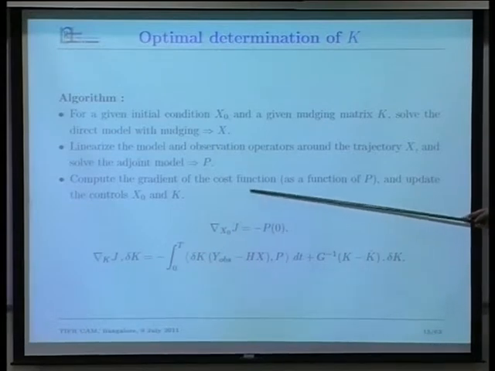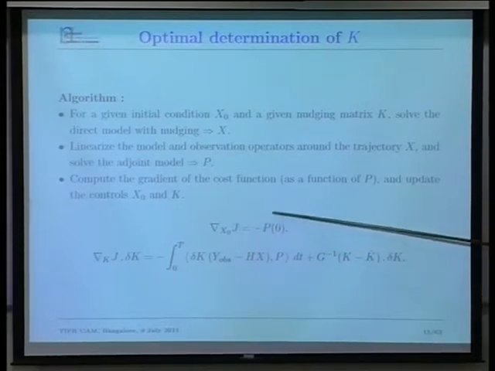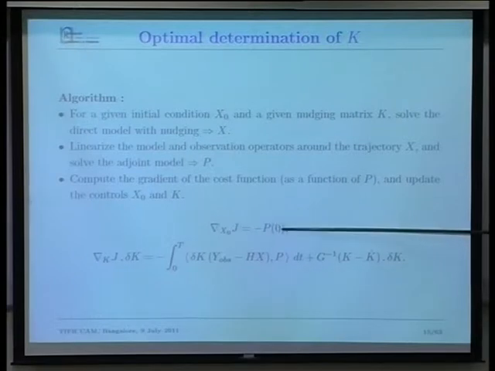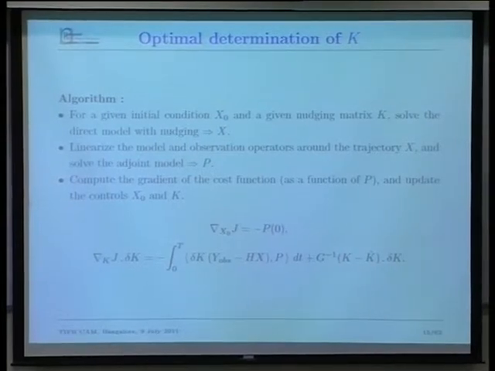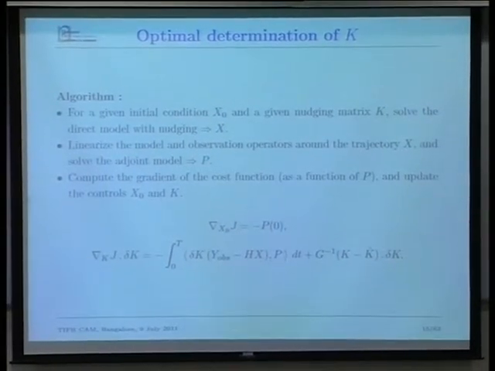Then you can compute the gradient of the cost function as a function of p. So here it's the gradient, the derivative on x naught and on K. And if you have the cost function and the gradient of the cost function, you can update and get the new estimations of the controls x naught and K. And you iterate until you find a solution, or until you don't have any more time, or until the minimization gets stuck in a local minimum.